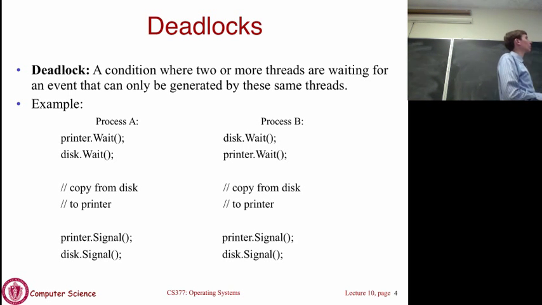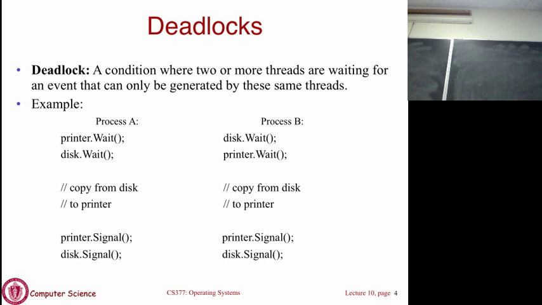So if you have the two threads alternate in the following way. Remember, the whole problem here in all these synchronization questions is that we don't know exactly how the CPU scheduler is going to schedule things. So we essentially can make no assumptions about the order in which things run. So what could happen here is process A and B are running concurrently. Process A calls printer.wait, and let's say right after that happens, we switch to process B, which calls disk.wait.